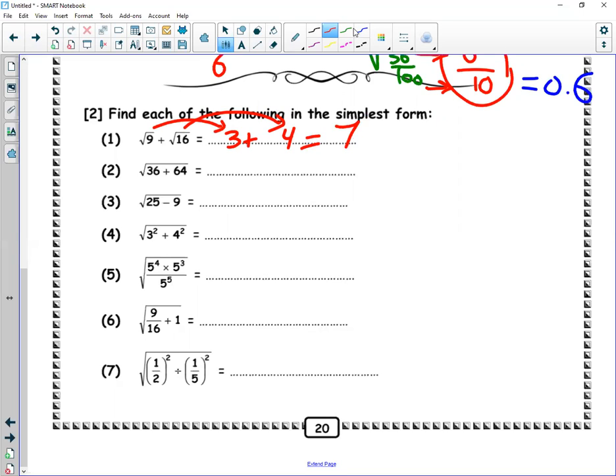Number 2, the square root of 36 plus 64. Firstly, we will do the addition operation. 36 plus 64 equals 100. So the root of 100 equals 10. Number 3, the square root of 25 minus 9.